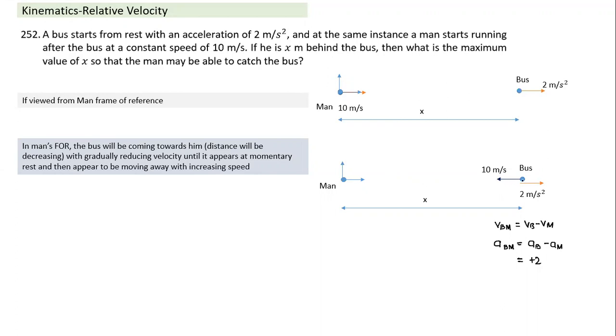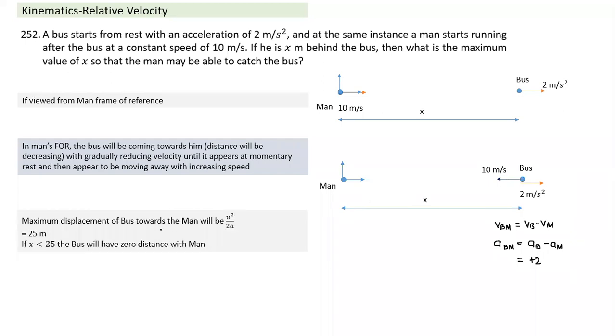What is the maximum displacement it has? U square by 2a. So from the initial distance of x, it will have a negative maximum displacement of u square by 2a. So the maximum displacement towards the man will be u square by 2a. If I substitute, u square is 100, divided by 2 into 2, which is 4, it is 25 meters. So in this frame of reference, the bus will move towards him by a distance of 25 meters.